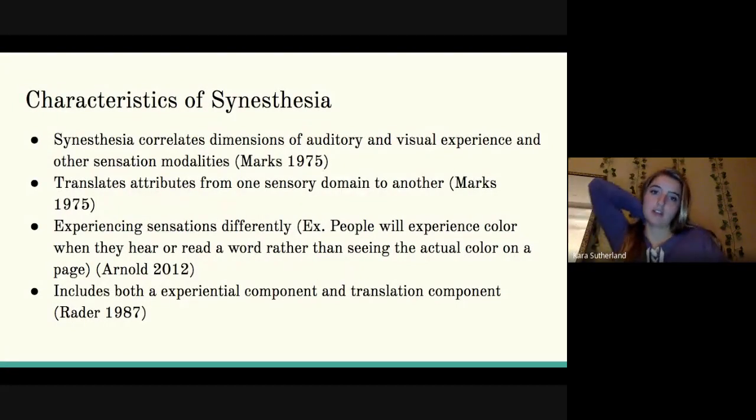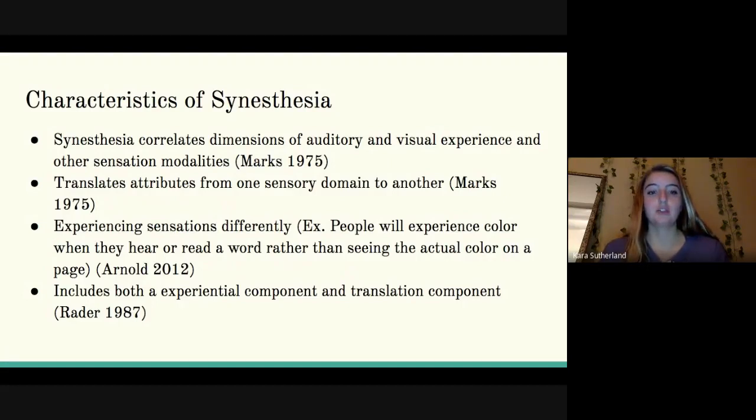So some characteristics of synesthesia are that it correlates dimensions of auditory and visual experience and other sensation modalities. It translates attributes from one sensory domain to another. And it's a way of experiencing sensations differently. So, for example, people will experience color when they hear or read a word rather than seeing the actual color on a page. So even if the text is in black, they'll be visually experiencing a different color as they're reading it. Or when somebody is talking, they'll be hearing a word in a different color.